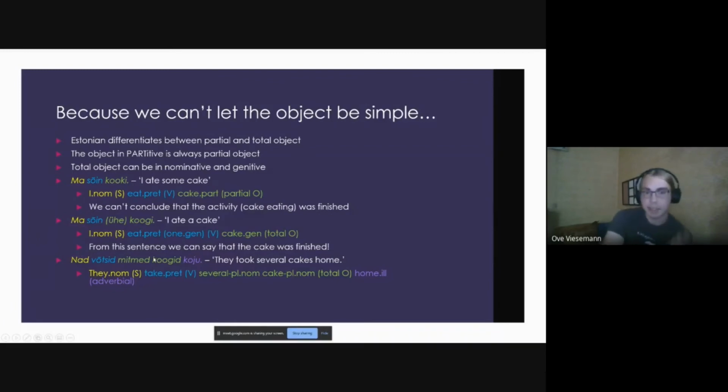And then nad võtsid mitmed koogid koju. They took several cakes home. We can understand that they finished taking these cakes home, as the object is in nominative.